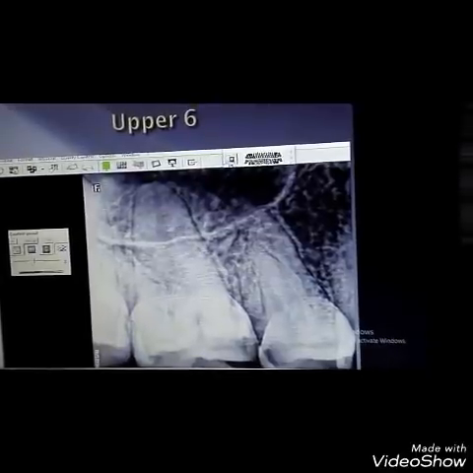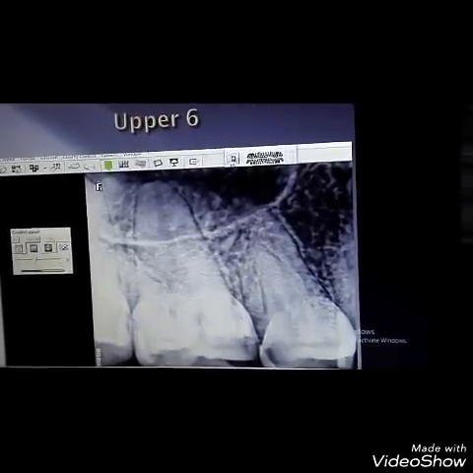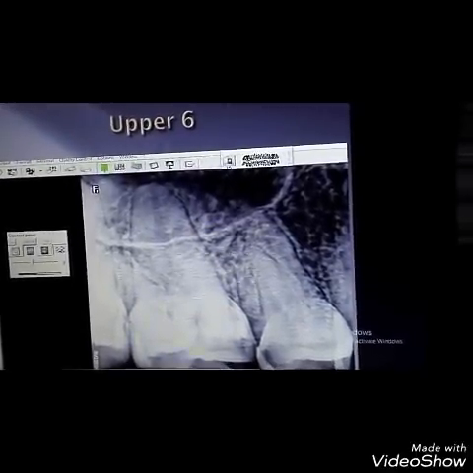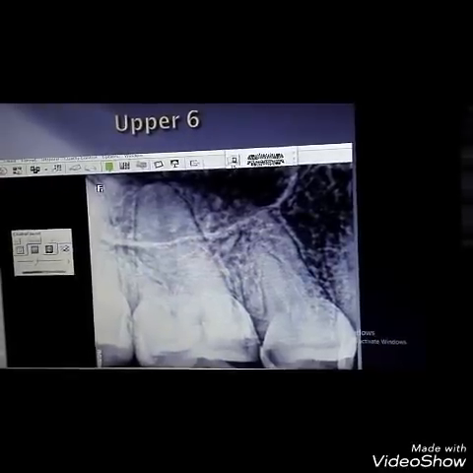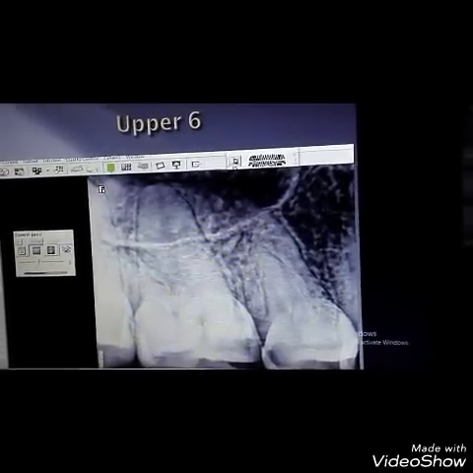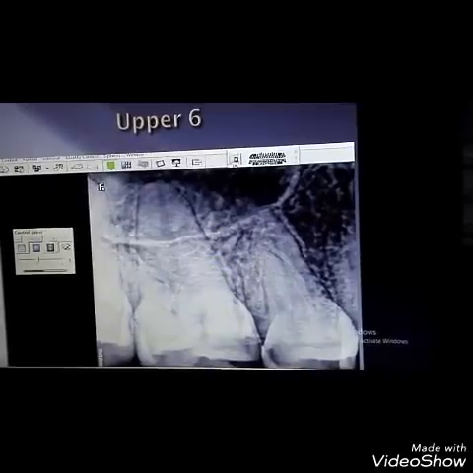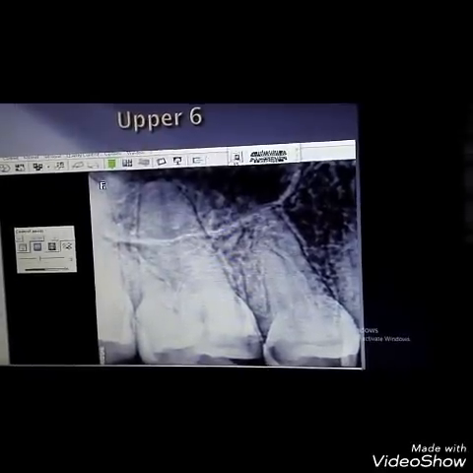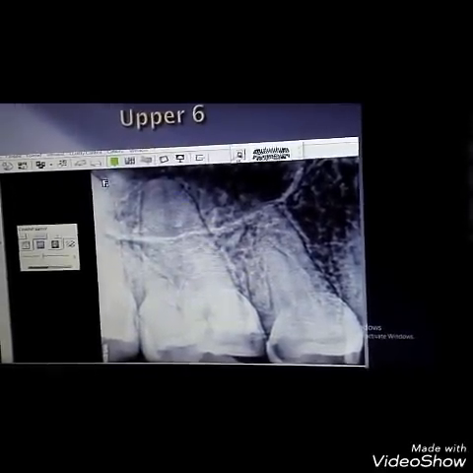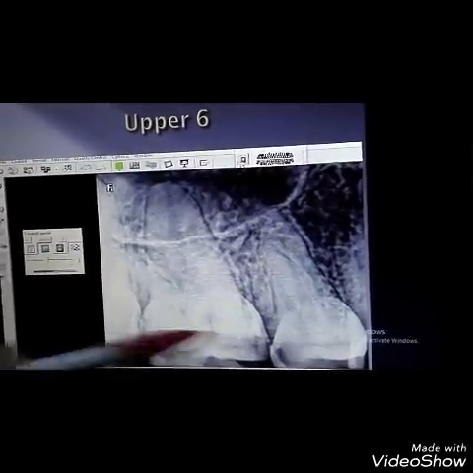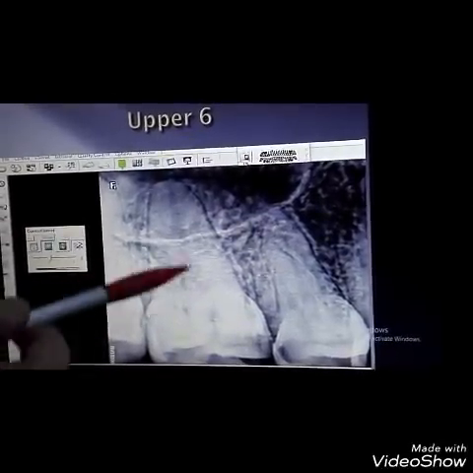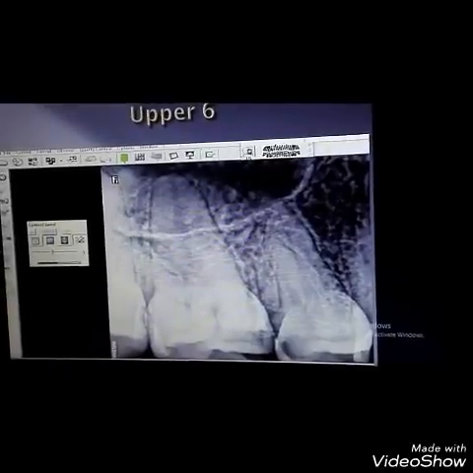See this one, four canals, lower seven. Let's go to upper six. I put in my mind that I have four canals, as we said before, 95% to 100%. But I don't see anything here. Where is the canal? Just the palatal canal? Maybe here is the distobuccal, but I don't see where MB2 is.